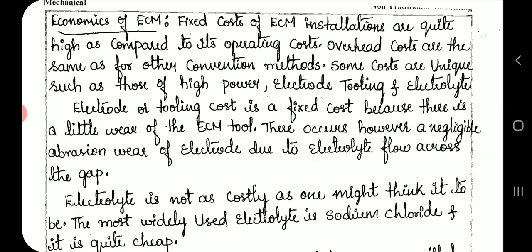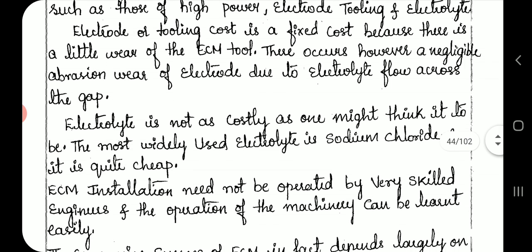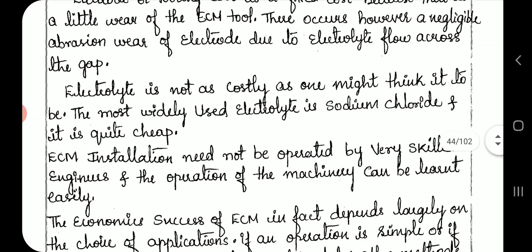Electrode or tooling cost is a fixed cost because there is little wear of the ECM tool. There occurs, however, a negligible abrasion wear of the electrode due to electrolyte flow across the gap. Electrolyte is not as costly as one might think it to be. The most widely used electrolyte is sodium chloride and it is quite cheap.